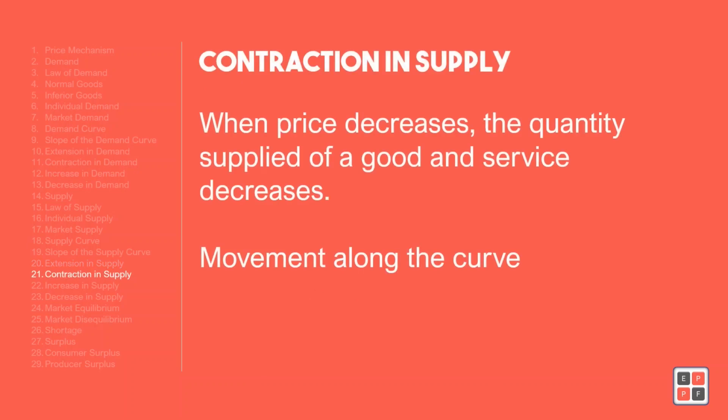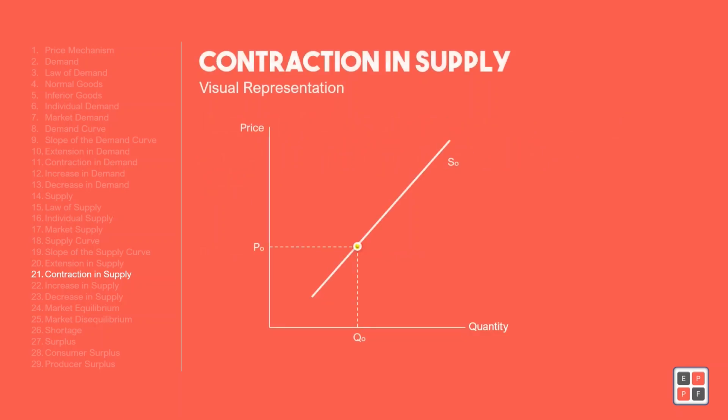When price decreases, the quantity supplied of a good and service decreases. It will be movement along the curve also. As price decreases from P0 to P1, quantity supplied is going to fall from Q0 to Q1, and this movement is known as a contraction in supply.